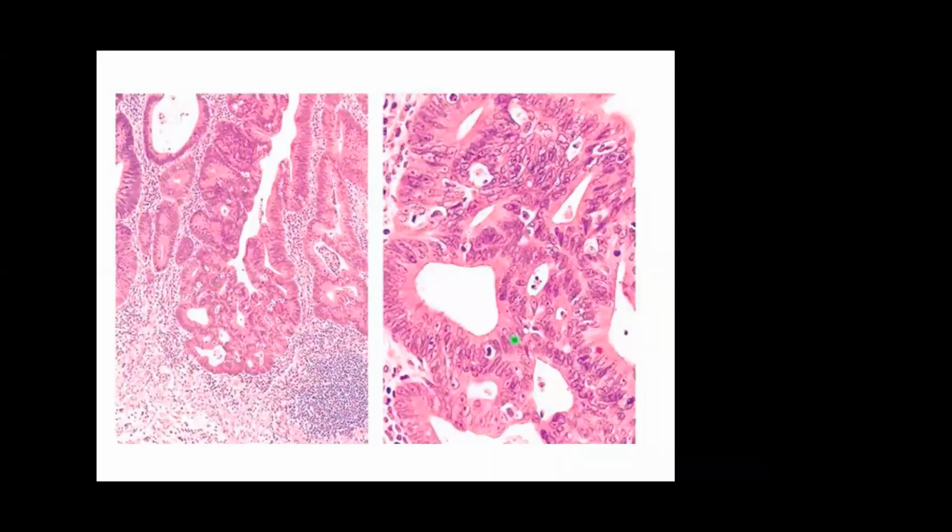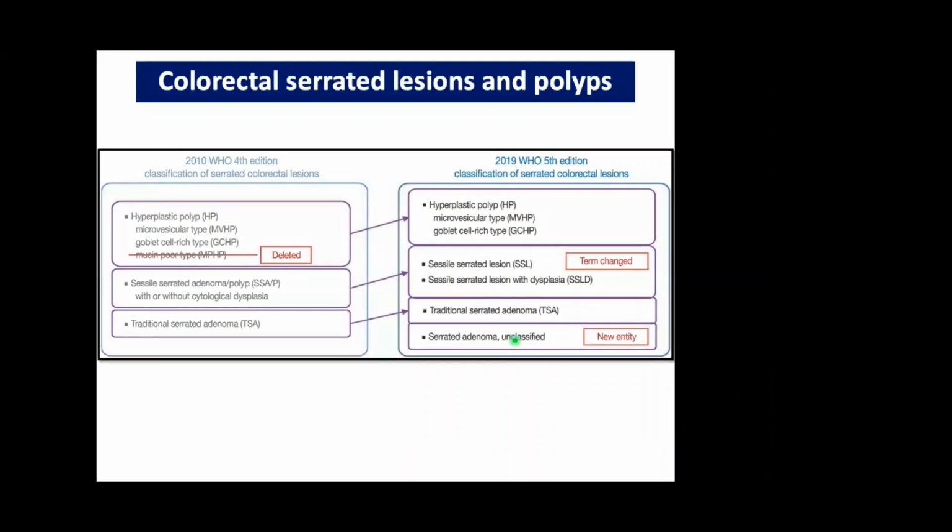All residents, please read up: when you do a polypectomy and the specimen turns out to be high-grade dysplasia, will you just stop at that level, or what additional things will you do? That is one thing you have to read. Okay, this is a standard question: the types of polyps and what you do after polypectomy.